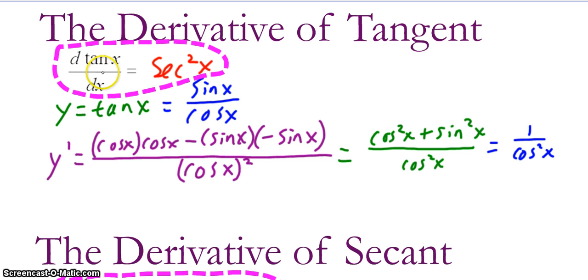Alright, so the derivative of tangent of x is secant squared of x. How do we come up with that if you weren't sure? Well, if I say y equals tangent of x, I can rewrite that as sine of x over cosine of x using my quotient identity.